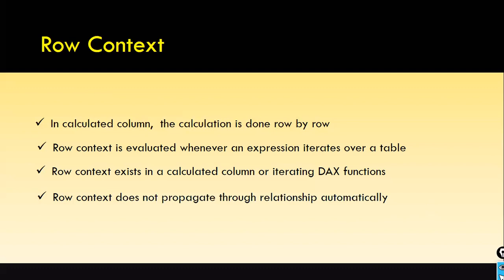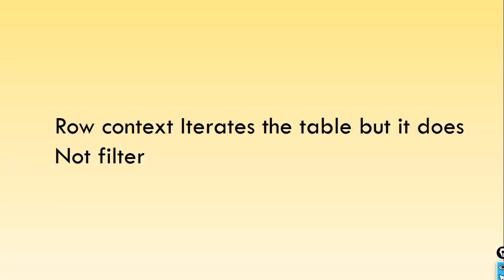Okay, I am using a calculated column, and for example, my cost price is available in my product dimension table. In the sales fact table, I don't have the cost price. The cost price is available in my other table. In that case, the row context will not propagate through the relationship automatically. So you need to use an explicit function, such as RELATED and RELATEDTABLE, which I will discuss later.